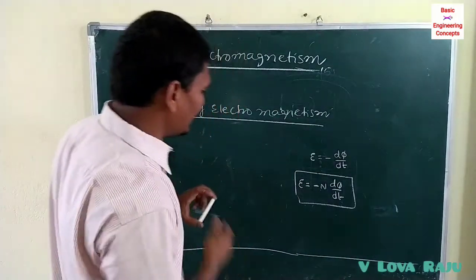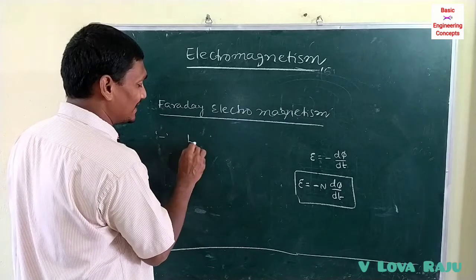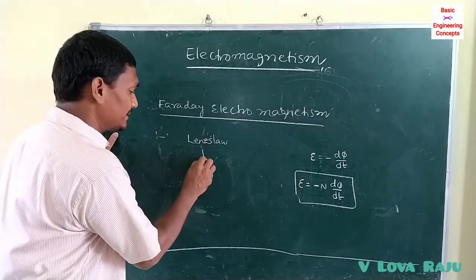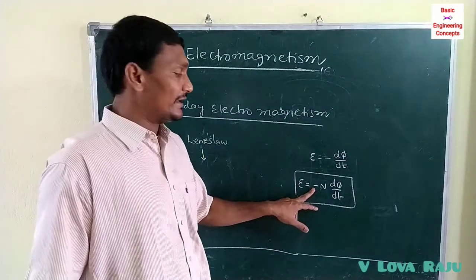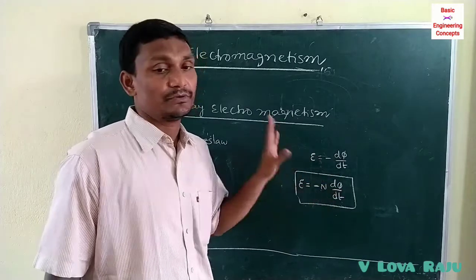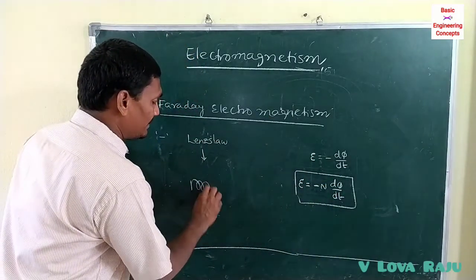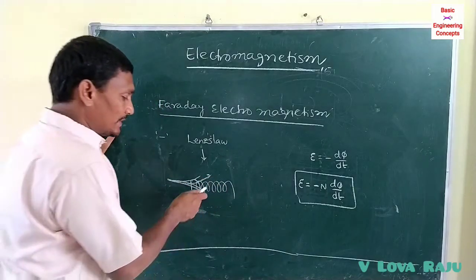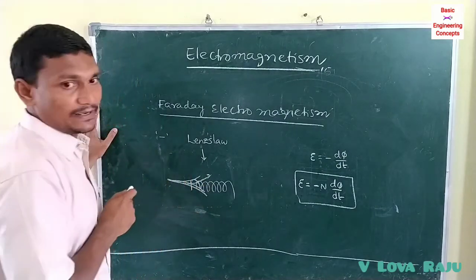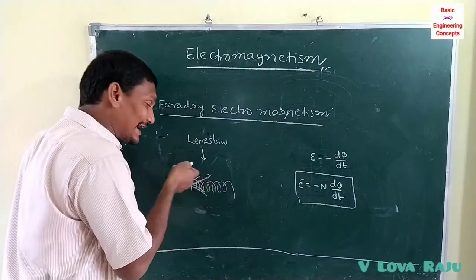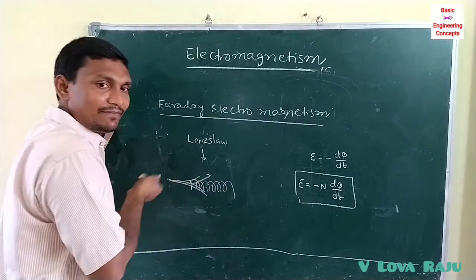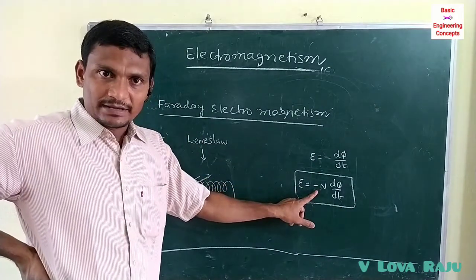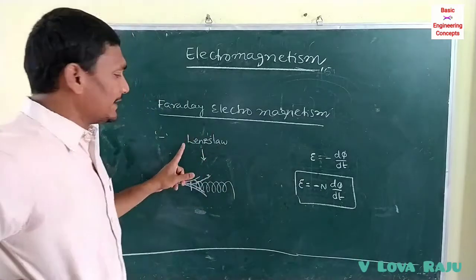Here the negative sign indicates Lenz's law. What is Lenz's law? The EMF induced in the coil always opposes the cause that produced it. If a coil is placed here, whenever the magnetic flux changes, the EMF induced in the coil is due to the change of magnetic flux. The induced EMF always opposes the cause. The cause is nothing but the magnetic flux. Here the negative sign in Faraday's law of electromagnetism indicates Lenz's law.